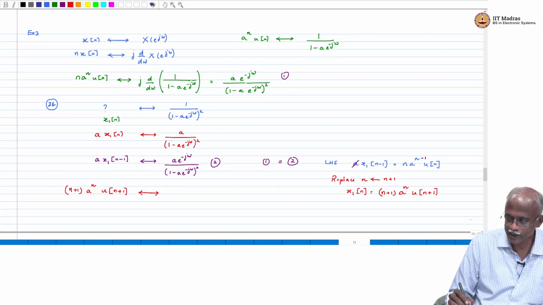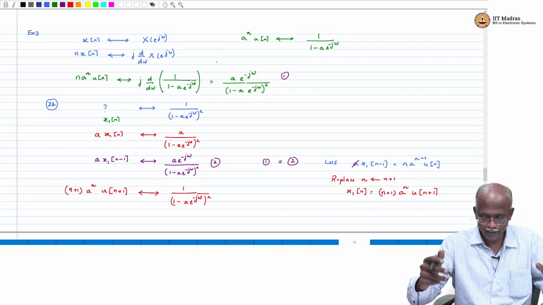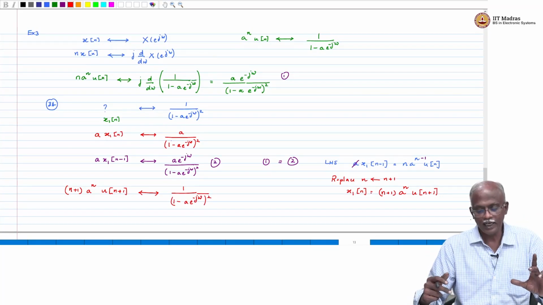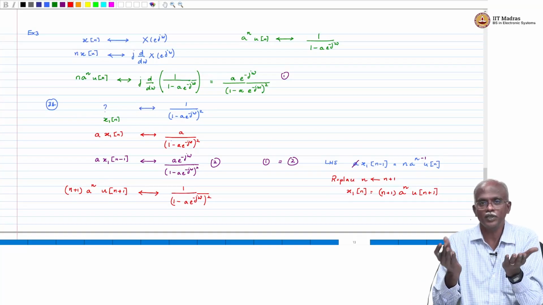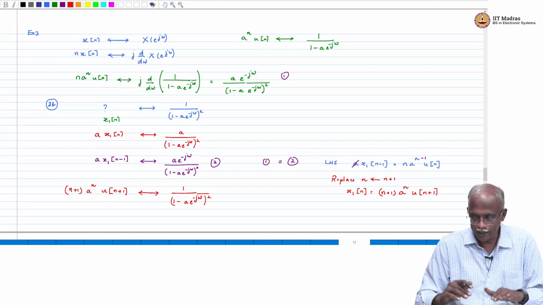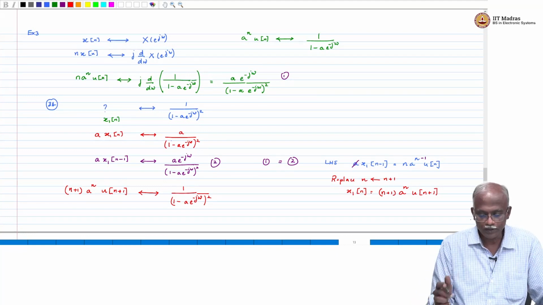is the sequence that will produce for us the discrete time Fourier transform 1 over (1 minus a e power minus j omega) whole squared. So, we see that the results are related, but we can get variations in terms of the discrete time Fourier transform by doing simple transformations and applying it back to the result.